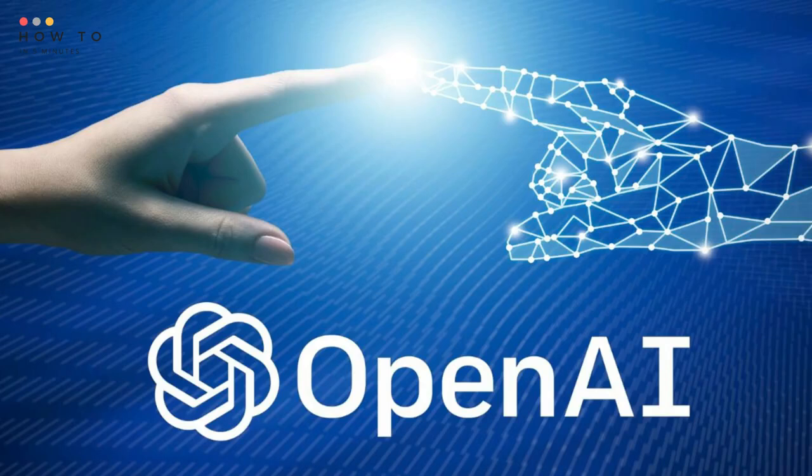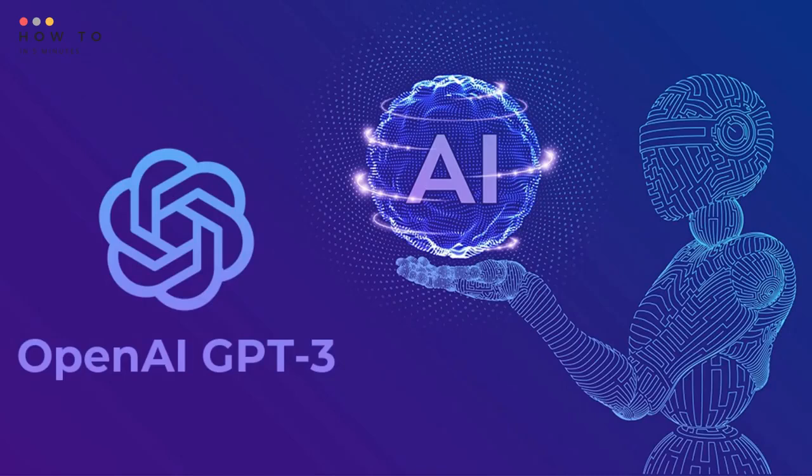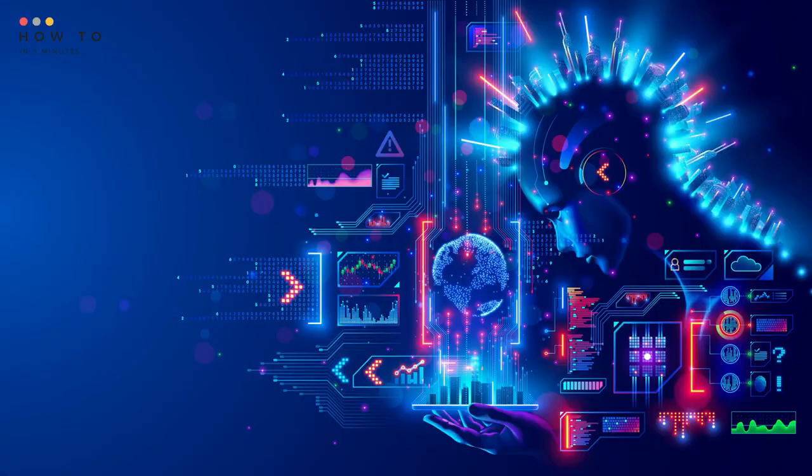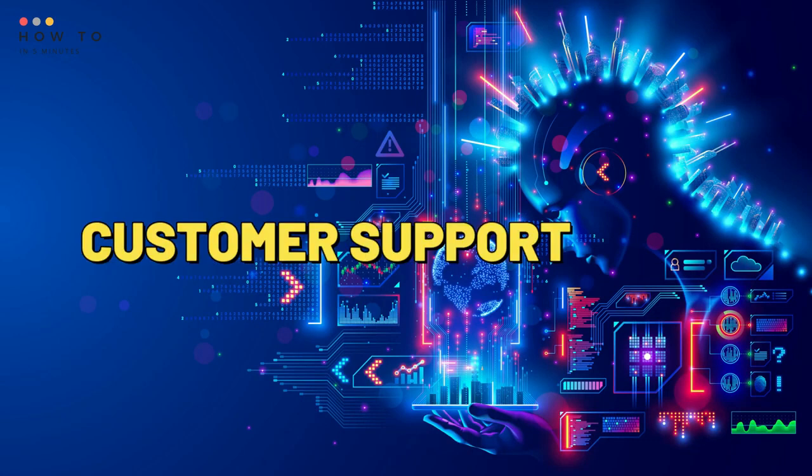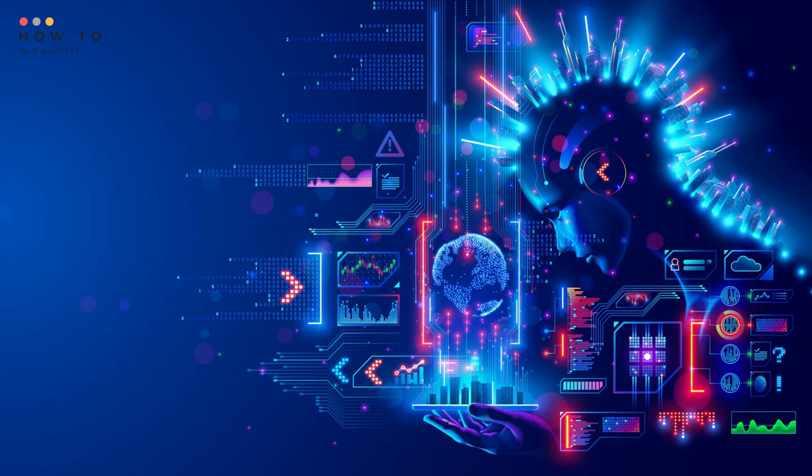ChatGPT is a conversational language model developed by OpenAI. It's based on the GPT-3 architecture and can generate human-like text responses to questions or prompts given to it. ChatGPT is used in various applications such as chatbots, customer support, content creation, and more.